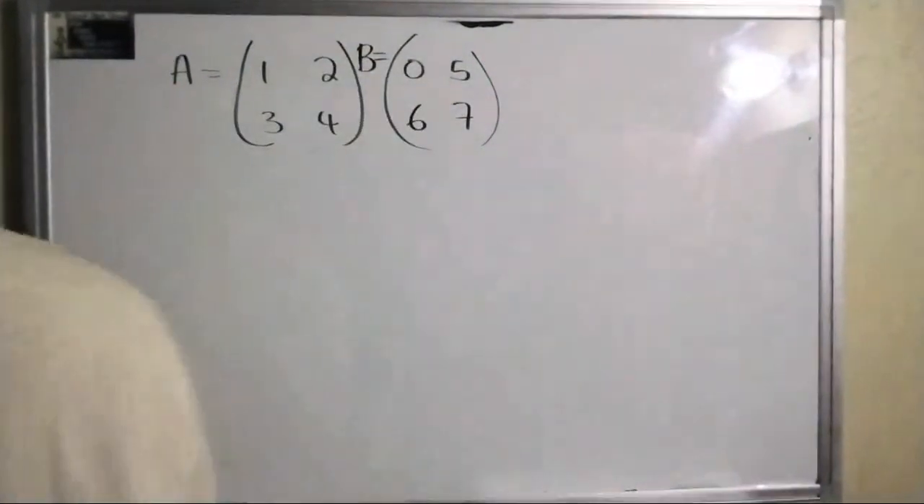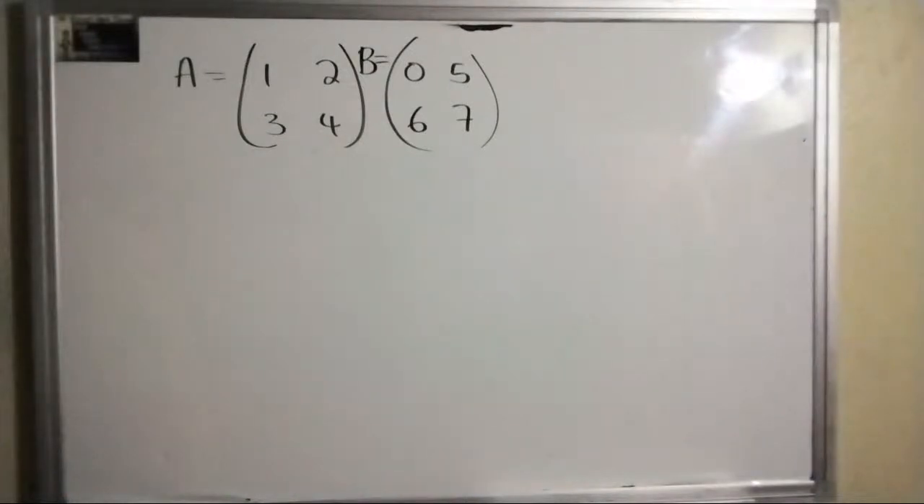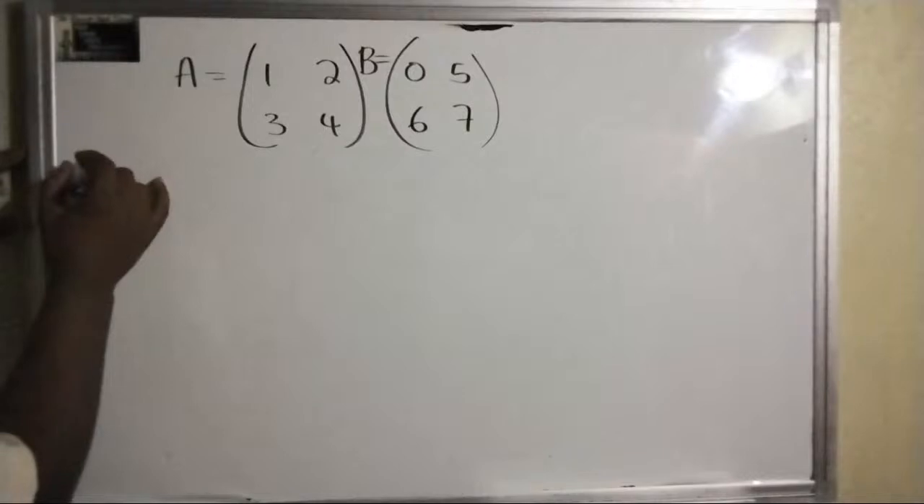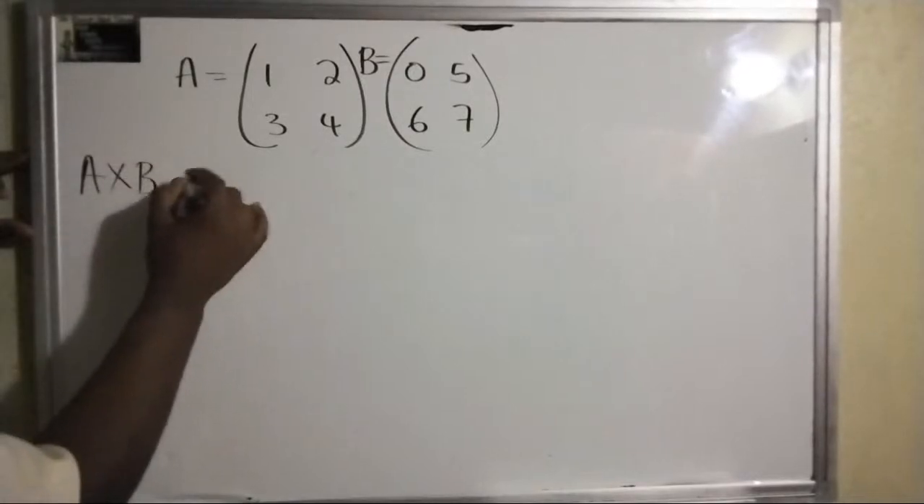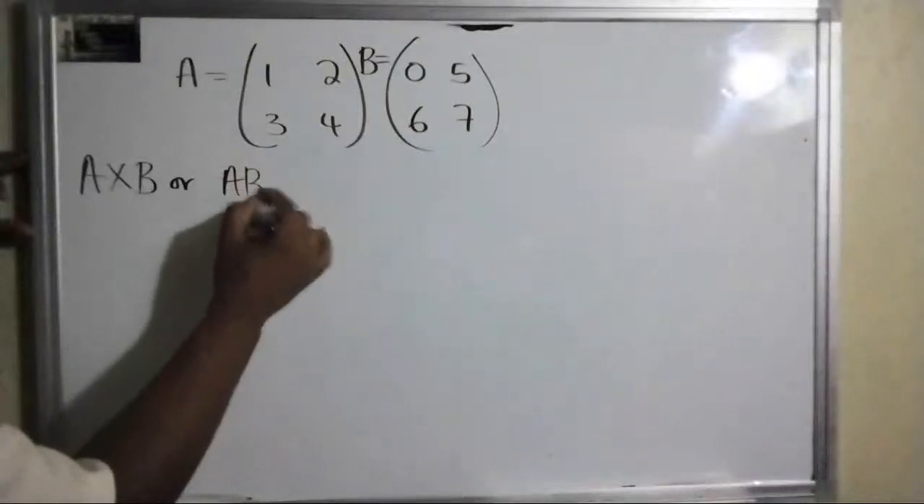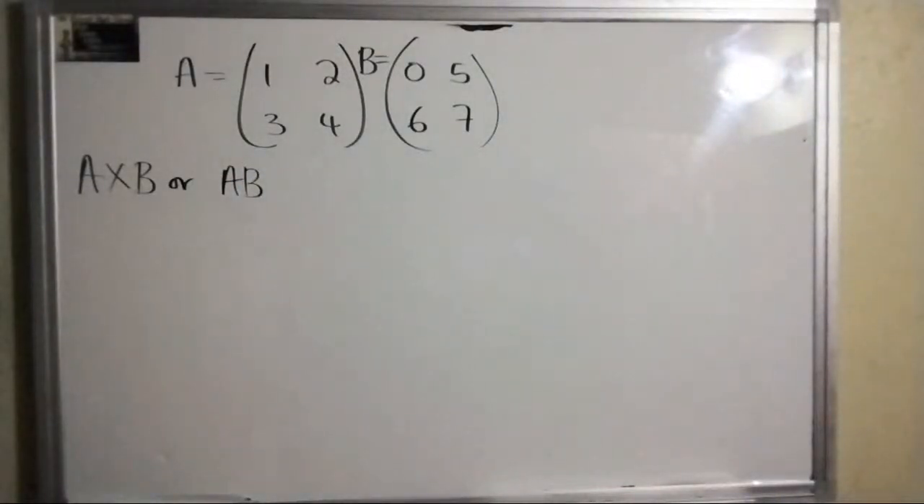Work with me. Alright. So there are two ways we can write A times B. We can write A times B, or if you see AB, it's the same thing. I don't want a student to say they don't understand when they see AB, what does it mean? It actually means A times B. So if you say AB or A times B, it is the same thing.